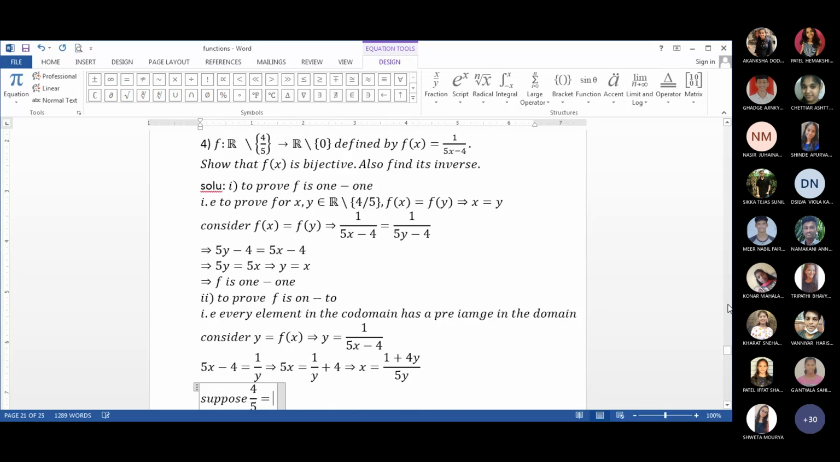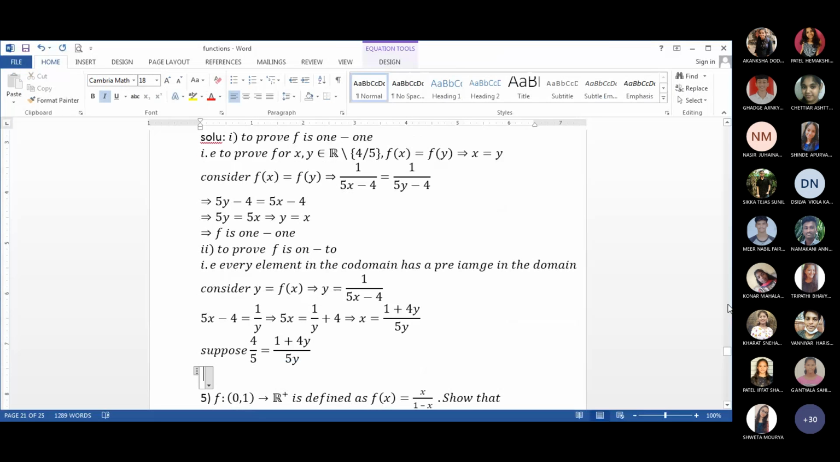व्हाट वी डू, वी टेक 4/5 is equals to (1 + 4y) divided by 5y. अभी इसको सॉल्व करके अपने को देखना है कि ये अपना assumption है कि ये जो एक्सप्रेशन है वो 4/5 हुआ, बट वी वांट कि वो 4/5 नहीं होना चाहिए, तो हम लोग उसका उल्टा अज्यूम कर रहे हैं ना. तो वी शुड गेट अ कॉन्ट्राडिक्शन.